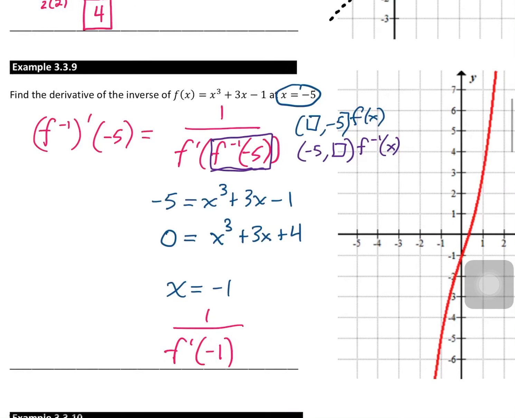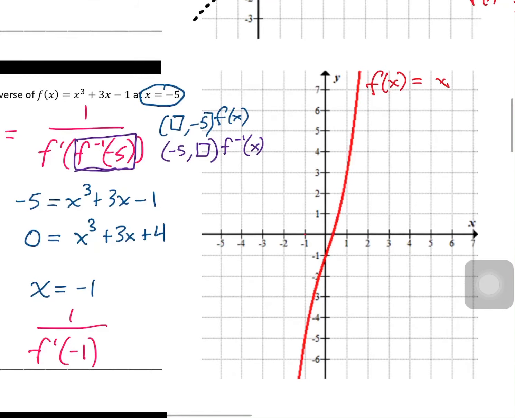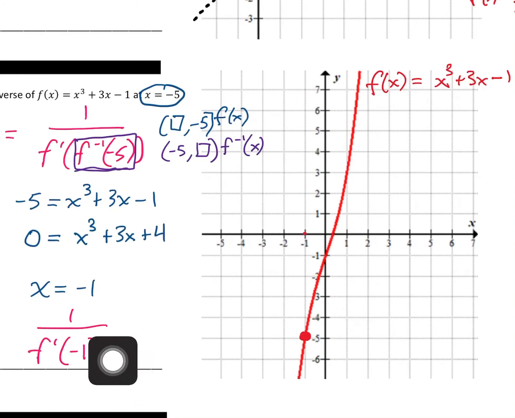Okay. Now from the graph of this, you can see on the right, if I put in negative 1 for x on the original function f of x, which I have graphed here, this is f of x equals x cubed plus 3x minus 1. The point at negative 1, negative 5, that's the x value when the graph is equal to negative 5. It's negative 1, so that's why I'm putting it in.